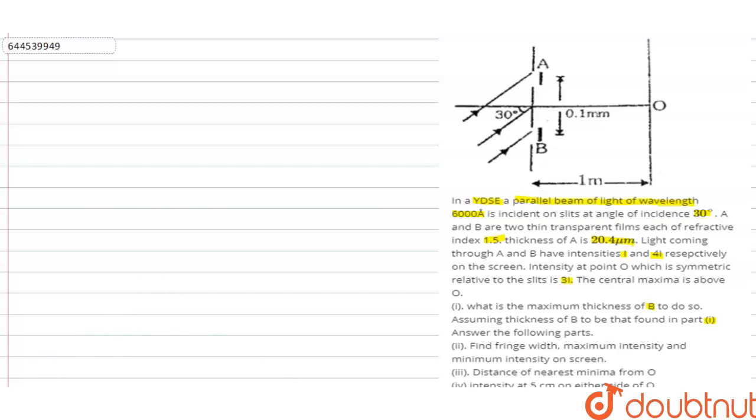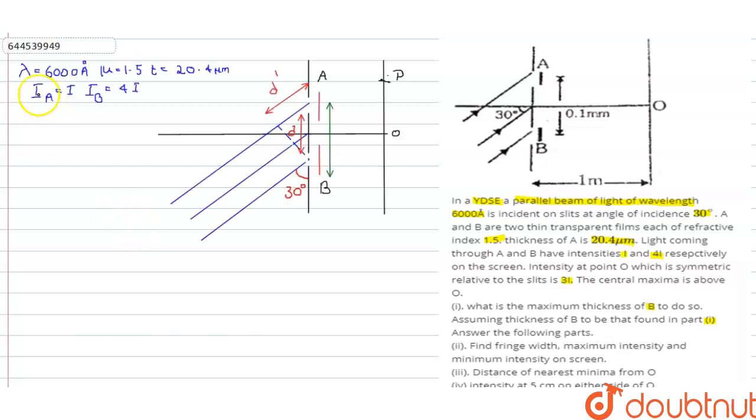Let us start by first making the diagrams and writing the information which is given to us in the question. The information given is that lambda is 6000 angstrom, the refractive index mu is 1.5, the thickness of the slit A is 20.4 micrometer. Intensity of light at slit A is given as I, and intensity at slit B is given as 4I. So we have drawn the diagram here, and as you can see the incident angle is 30.